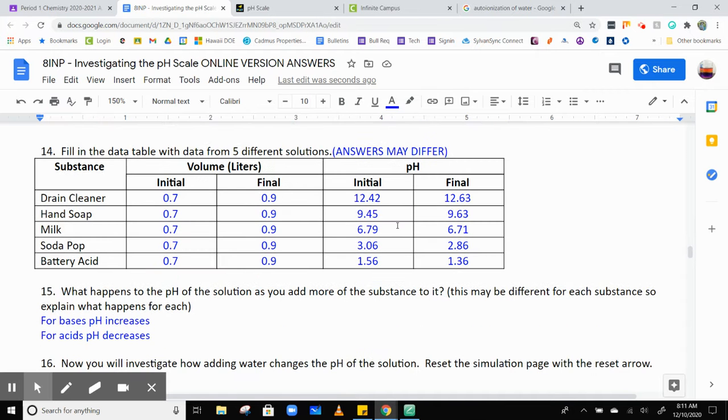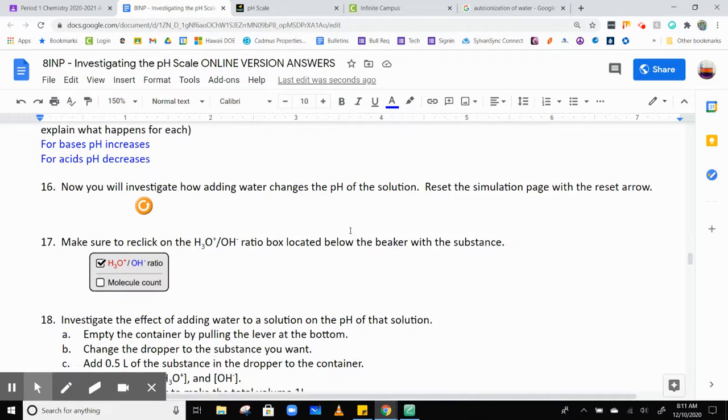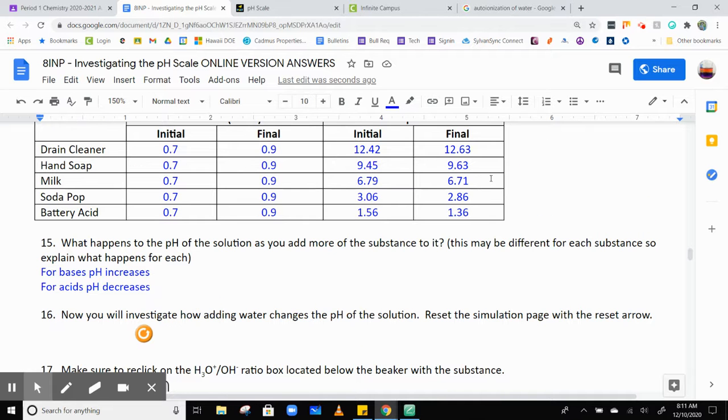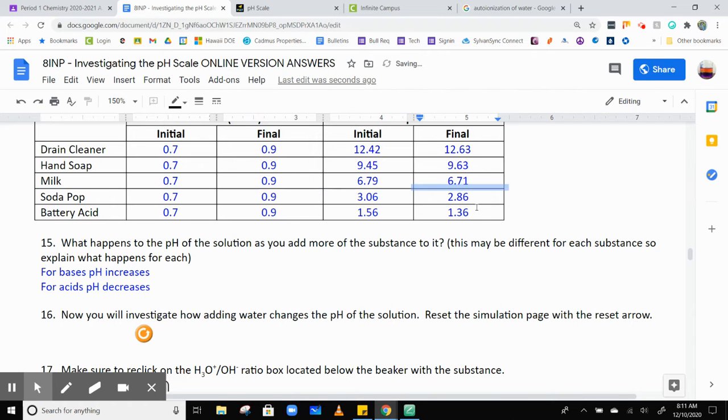I think I may have made a mistake on this one, but I'll fix that one.